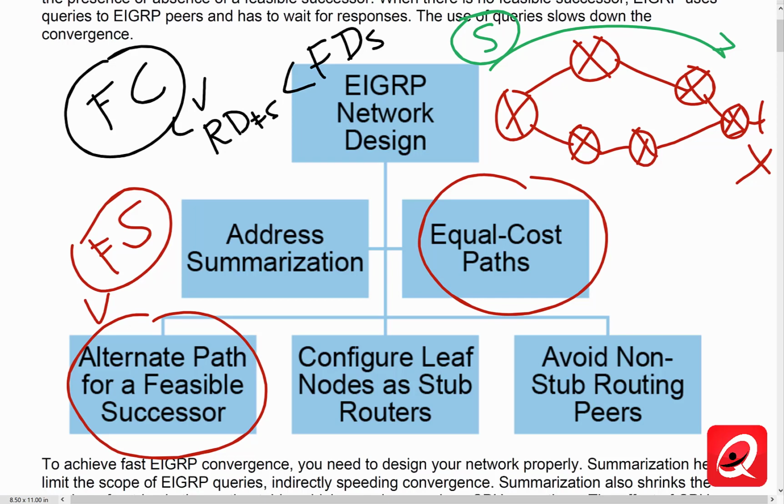Now, there's a reason why this formula works, because if the reported distance, which is the distance for the neighbor to reach the destination, is less than the feasible distance of the successor path, then that path, that alternate path, can't be part of the original path.